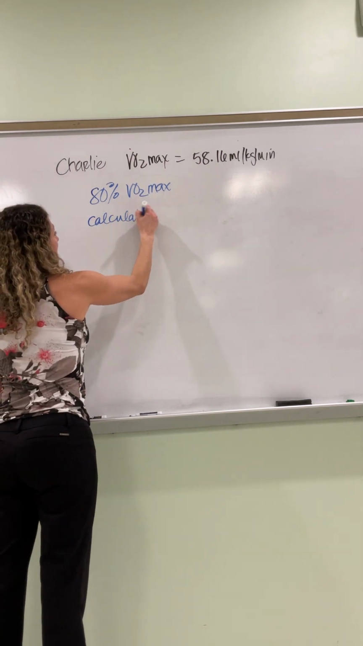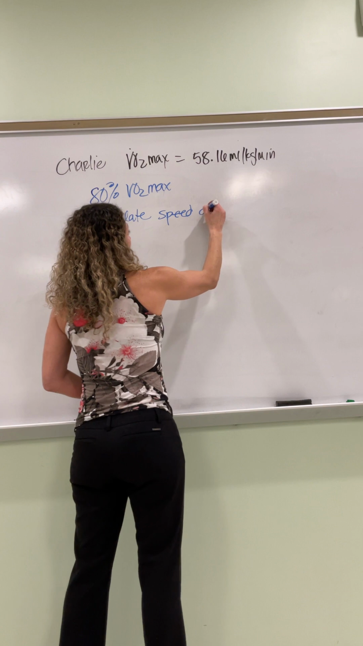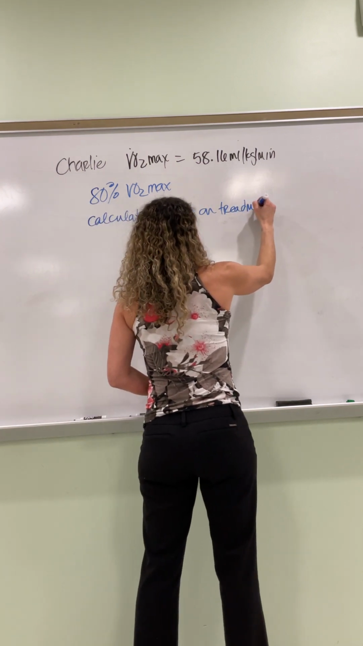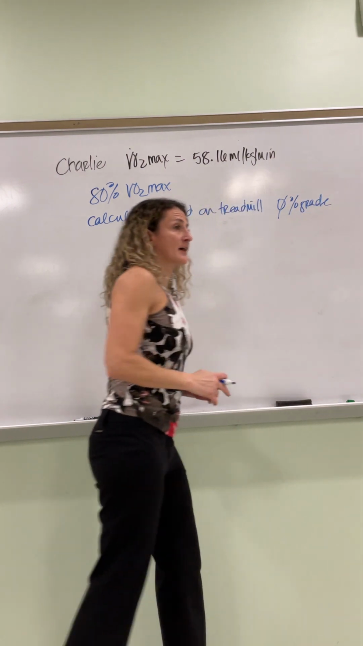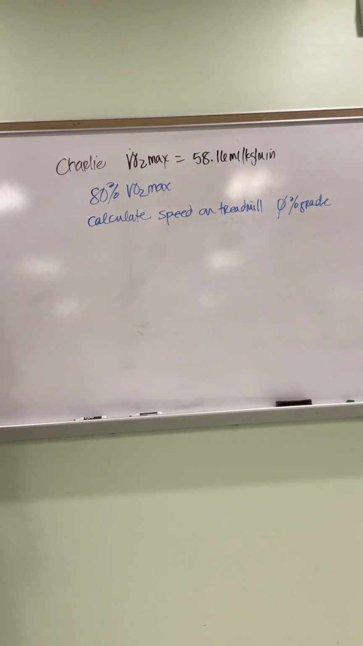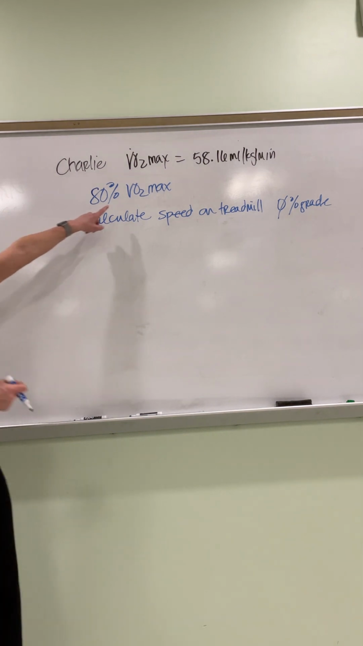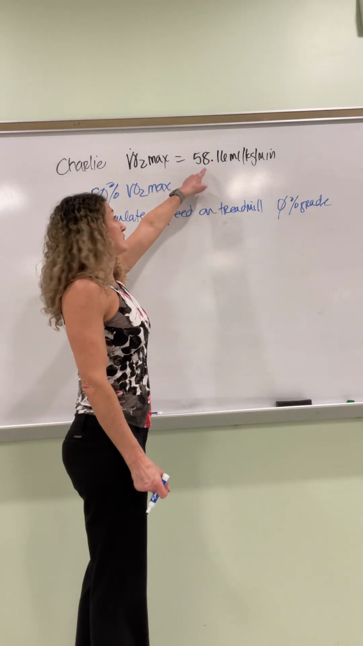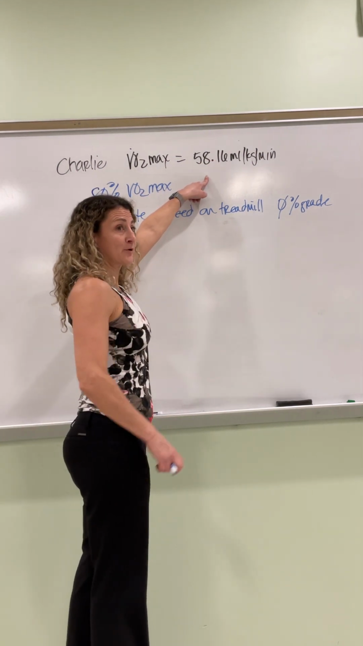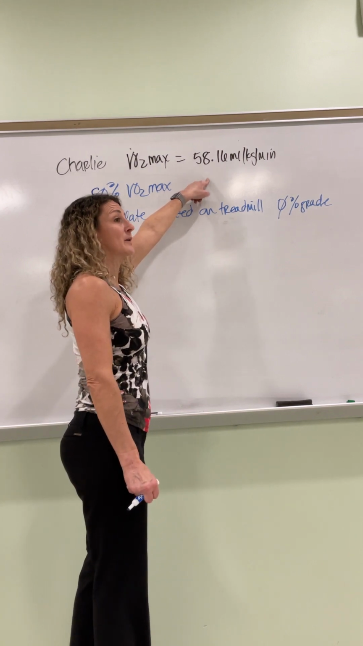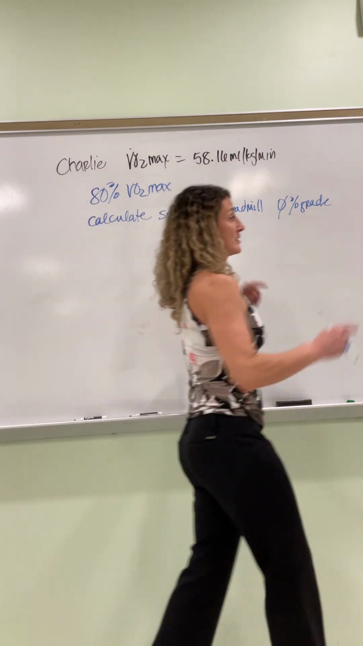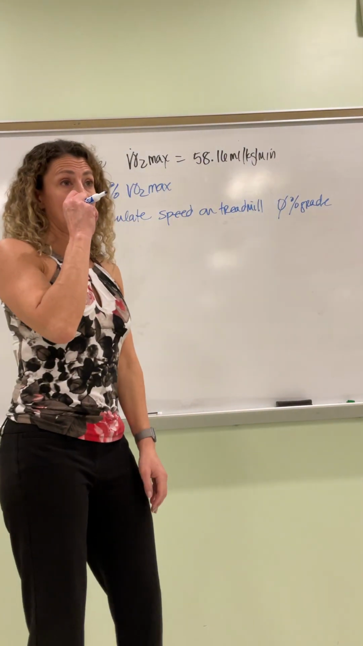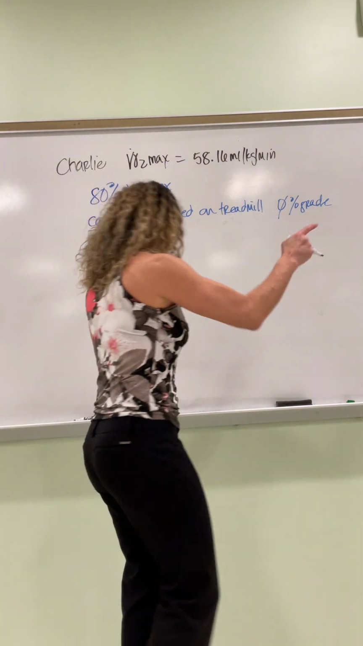Calculate what speed on the treadmill he needs to be at with a 0% grade, just on flat ground. How fast should he run to be at the intensity I want him at? Okay, so you're given a VO2 max, so please don't plug in the 58 mLs to that formula, because he's not going to be exercising at his max. He's going to be exercising at 80% of his max. So you take 80% of that number, plug that into the running formula with the 0% grade, and figure out what speed he needs to run at. Okay, go ahead and do that on your own.